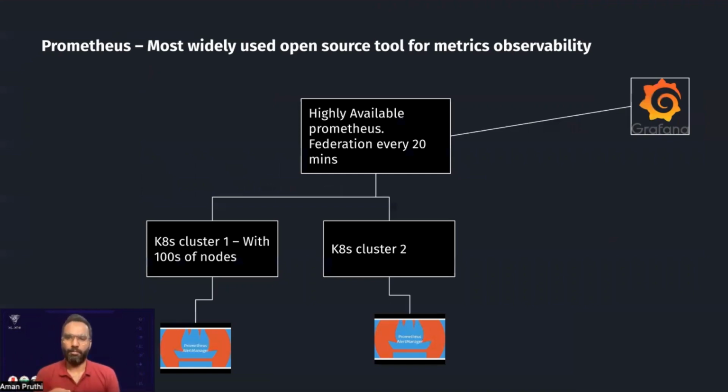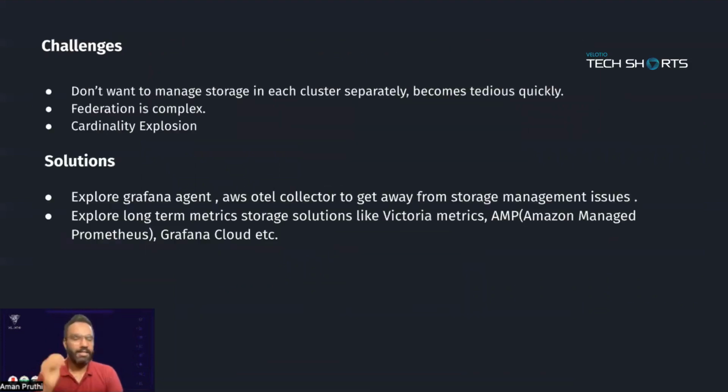But to have a higher retention period and more availability, you push these metrics to a highly available Prometheus, which is also called federation. So this is what a typical architecture looks like. But there are some challenges around it. First, you don't want to manage storage. Suppose you have 15, 20 clusters, you don't want to manage Prometheus storage on all of them, right?